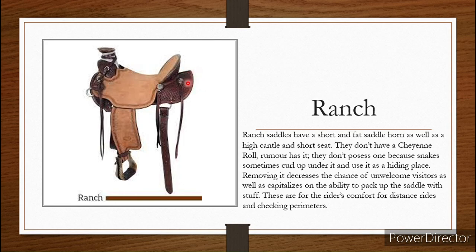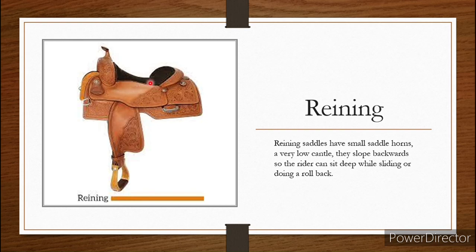So it also has the ability now, once you remove the Cheyenne roll, to put things back here. What these saddle straps are for is tying stuff onto the back of your saddle. So these are very, very comfortable for the horse for very long distance rides and checking perimeters and stuff like that. Reining saddles. See, there are no saddle straps.